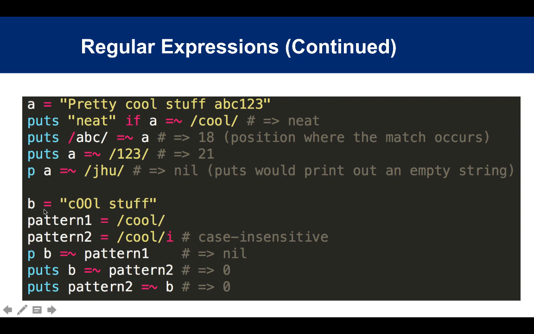Okay, let's see some more examples. Let's say you have string B, cool stuff, where the C is lowercase, but OO is uppercase. Pattern 1 is cool regular, and pattern 2 is cool with a case insensitive flag, I, for case insensitive. So B would not match pattern 1 because it doesn't check for case insensitivity, but it would match pattern 2, and it would match it at position 0. And I'm showing here that it works both ways. You could have a pattern on the left, a pattern on the right. It'll give you the same result.